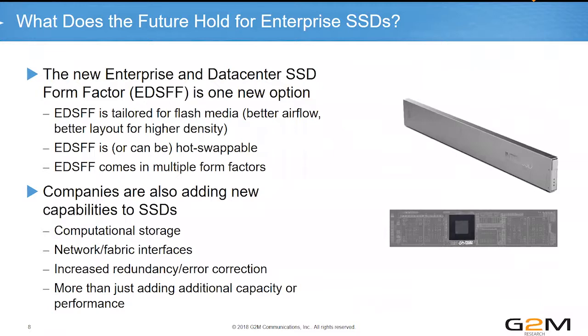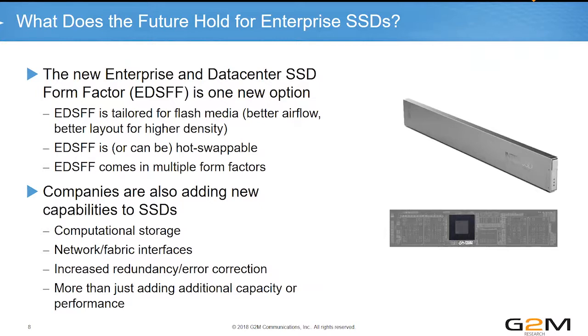It can be hot swappable, or is hot swappable, depending on which of the form factors is used, and there are multiple sizes. This is called the EDSFF long, which is what we're showing here. There's a short version, and there's also a version that looks like an M.2 drive. It's a little wider, so you can fit more flash on it. Those are all coming along, and we started to see actual systems and devices in the EDSFF form factor this year.